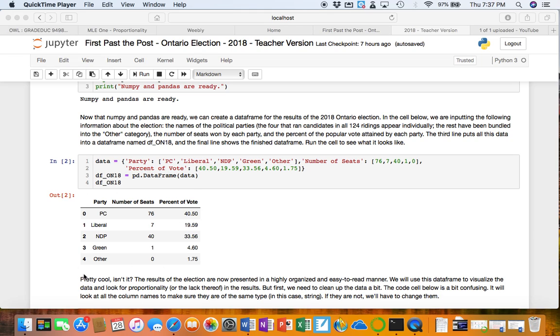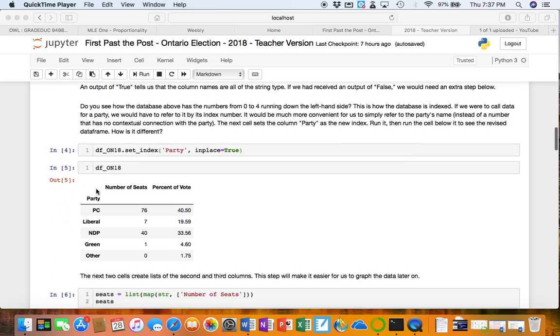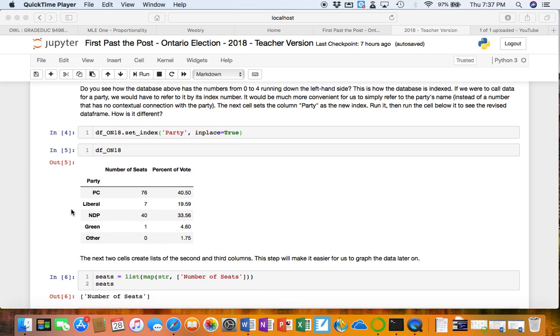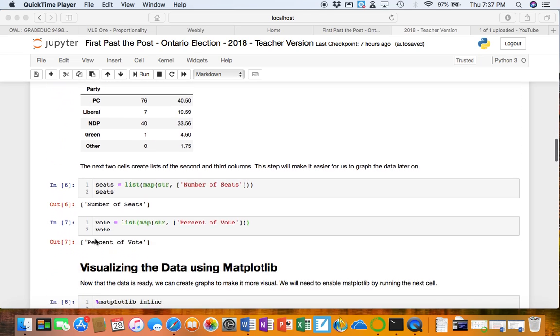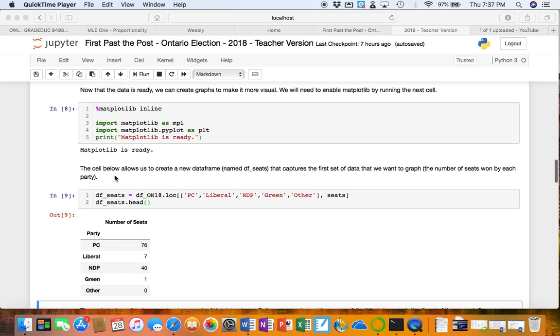And now this data frame is kind of the centerpiece. It's what we're going to use to isolate data and construct graphs, so that students can actually look and see what proportionality looks like and doesn't look like when it's graphed. Some of these cells that we're going through, I've cleaned up the data a little bit. Here I've changed the indexing from numbers down the side to the party names, more convenient. I've enacted a library called matplotlib to allow us to actually make graphs.